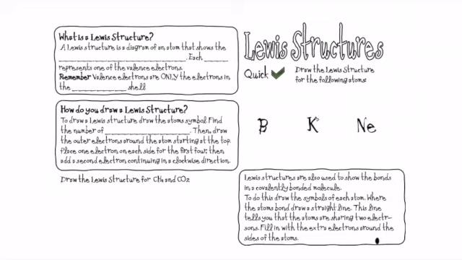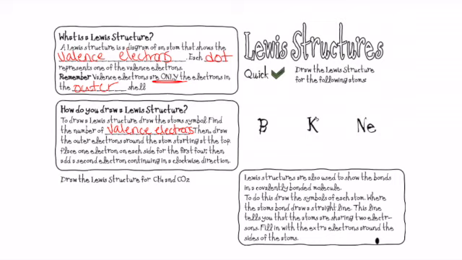Lewis structures. A Lewis structure is a diagram of an atom that shows the valence electrons. Each dot represents one of the valence electrons. Remember that valence electrons are the electrons only in the outer shell. To draw a Lewis structure, draw the atom symbol and find the number of valence electrons. Then draw the outer electrons around the atom, starting at the top.